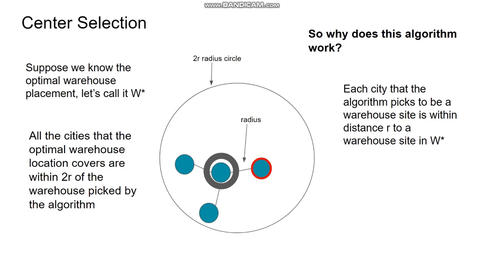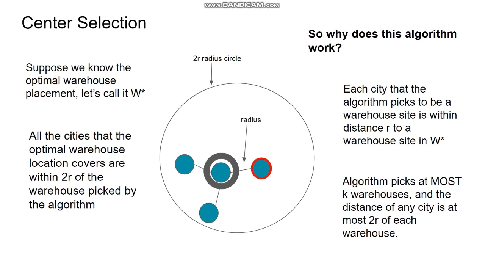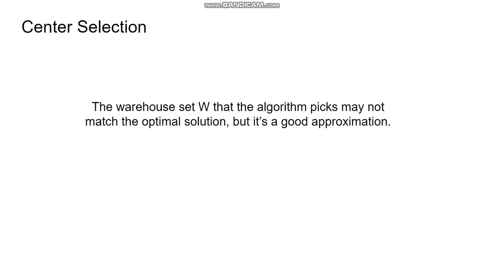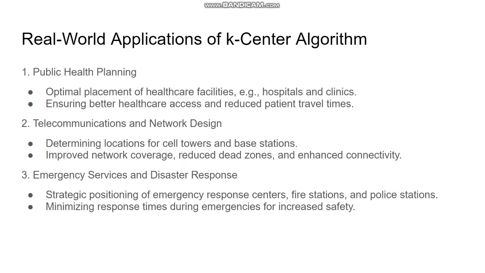Each city that the algorithm picks to be a warehouse site is within radius R to a warehouse site in W star. So the algorithm picks at most K warehouses and the distance of any city is at most 2 radius of each warehouse. The warehouse set W that the algorithm picks may not match the optimal solution W star, but it's a good enough approximation. So that concludes the center selection algorithm.